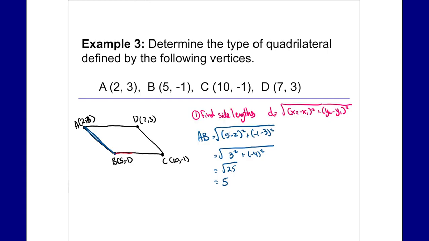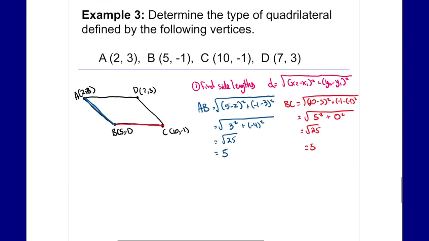So the next one, we'll do BC. Same idea, same formula. We'll start with C, so 10 minus 5 squared plus negative 1 minus negative 1 squared. We get 5 squared plus 0, because negative 1 minus negative 1 is negative 1 plus 1, so we're at 0. 5 squared is 25, which equals 5. Okay, so we're in a promising step, right? The first two sides are the same, but let's go through because we do need to prove and verify. We don't want to have any missing pieces.